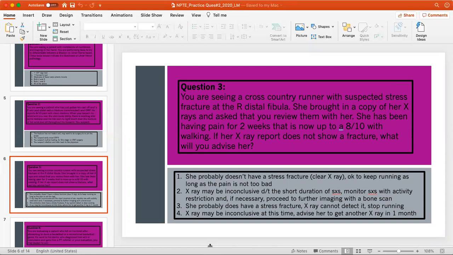1. She probably doesn't have a stress fracture because it's clear on x-ray. It's okay to keep running as long as the pain is not too bad. 2. X-ray may be inconclusive due to the short duration of symptoms. Monitor symptoms with activity restriction, and if necessary, potentially proceed to further imaging with a bone scan. 3. She probably does have a stress fracture. X-ray can't detect it, so just tell her to stop running. 4. Or x-ray is inconclusive at this time, so advise her to get a repeat x-ray in a month.